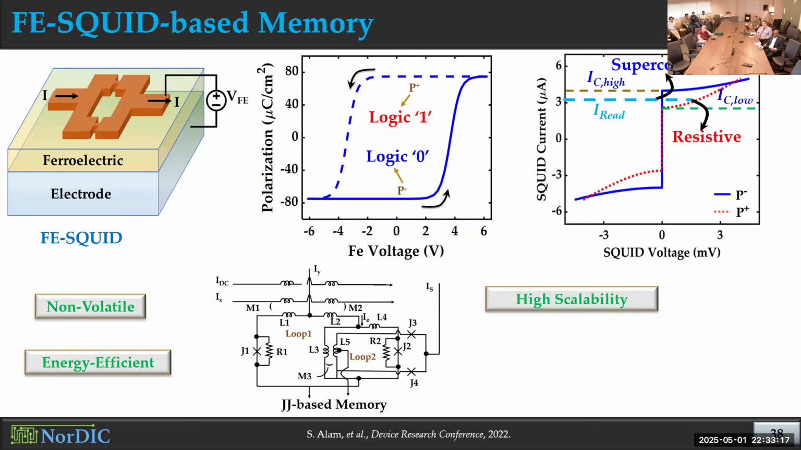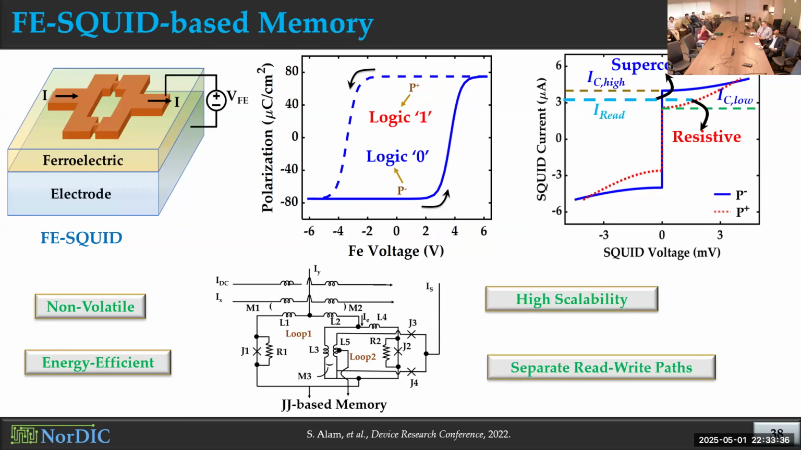Also, as I explained, in our memory system we can use only one device to store 1 bit of data. But as you can see in the existing memory cell design, we need multiple Josephson junctions, multiple inductors and inductive coupling to store 1 bit of data. So with our memory system, we'll have higher scalability compared to the Josephson junction based memory systems.